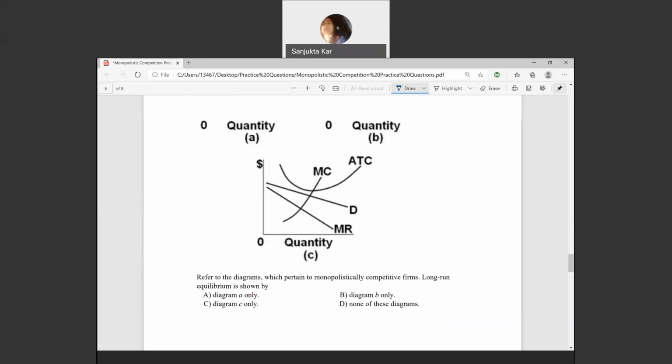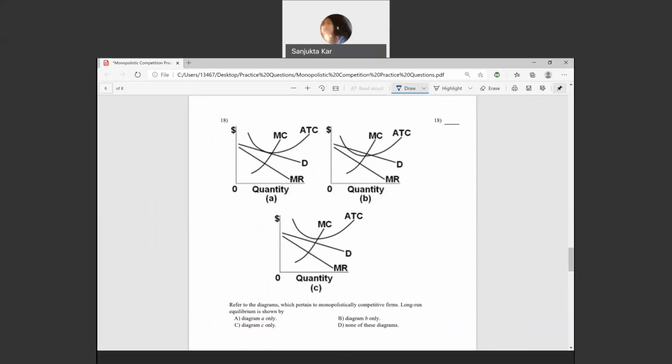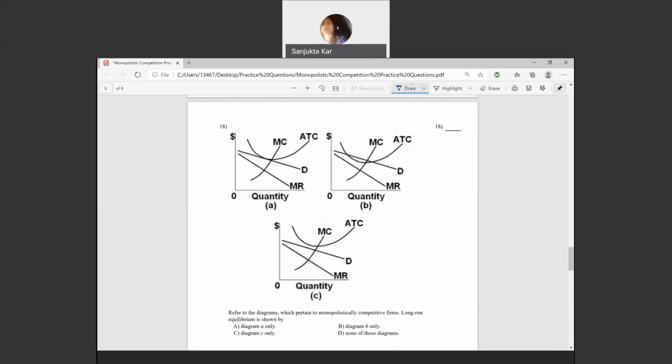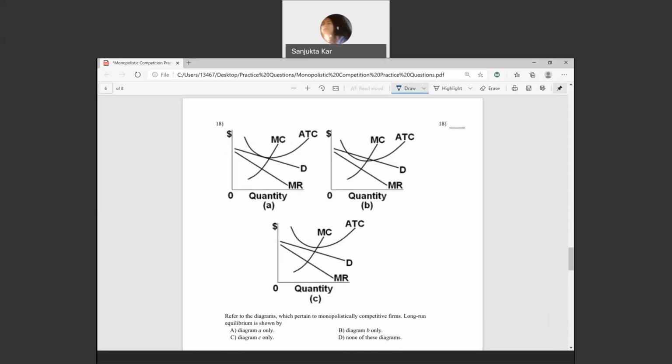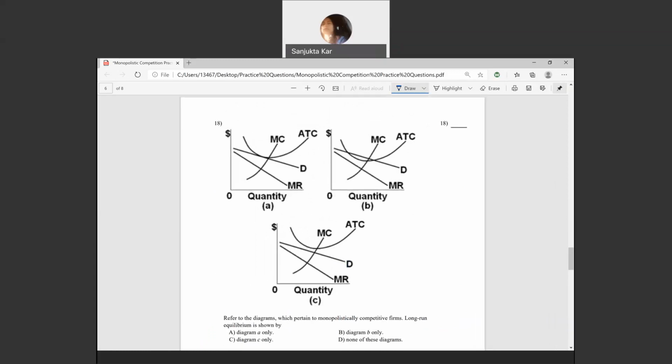Right, going to question number 18. I have a set of 3 graphs, and the question is asking what the long run equilibrium is. There is already some similarity between the perfectly competitive market structure and the monopoly market structure, like we have zero economic profit in the long run for perfectly competitive market structure and a monopoly market structure.